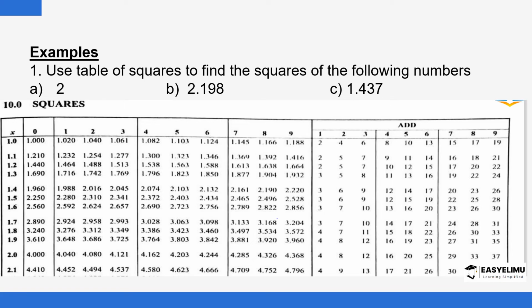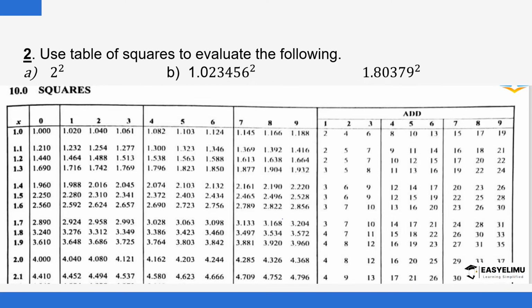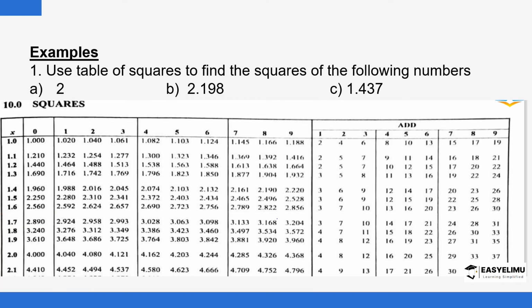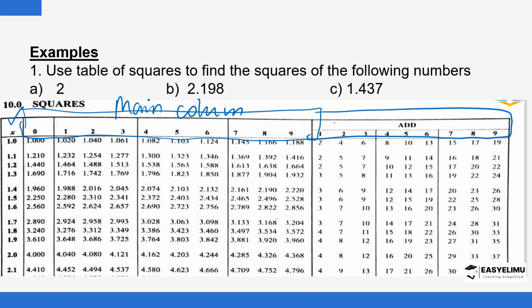So first, I want to look at the parts of this table. In this table, we have the first column, the column headed X, and then we have this main column, the whole of this column ranging from 0 to 9. We call it the main column. This is where the squares of numbers are. Then this other one, the one that is ranging from 1 to 9, we call it the differences column.